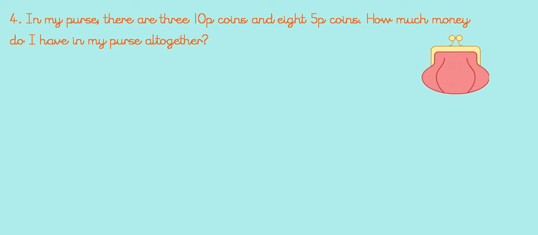Now, I've got 2 different kinds of coins, haven't I? I've got some 10p coins and I've got some 5p coins, but I don't know how much money I've got here and how much money I've got here. So I can't work out how much I've got altogether just yet, can I? What do I need to do before I find out what the total is? I need to find out how much money I've got here and how much money I've got here.